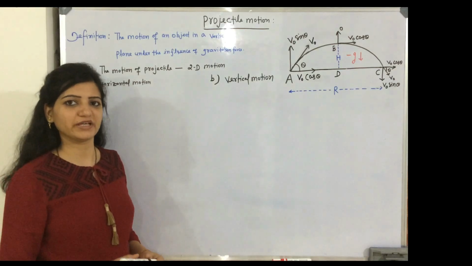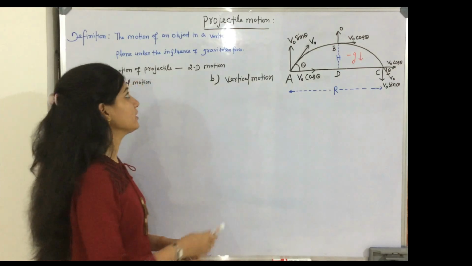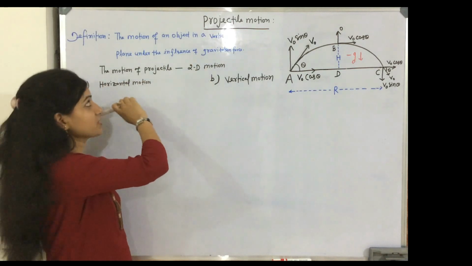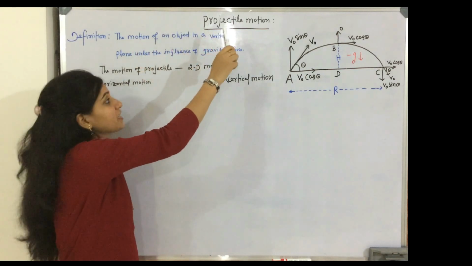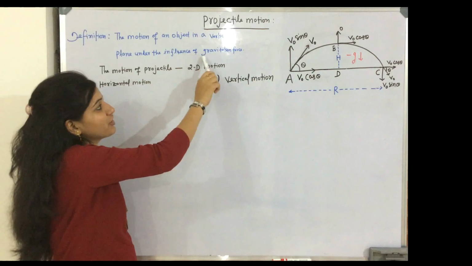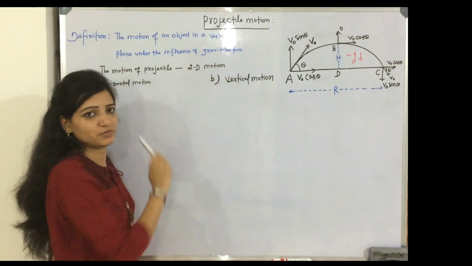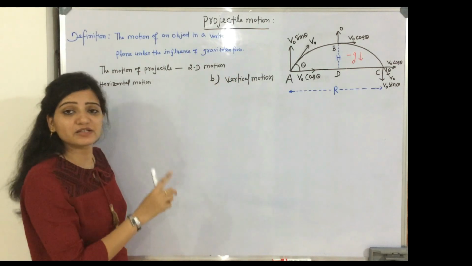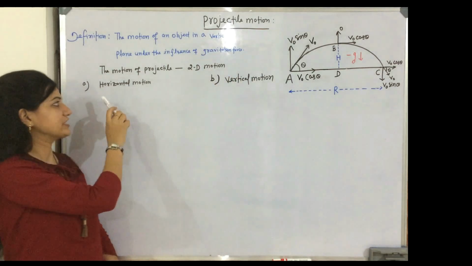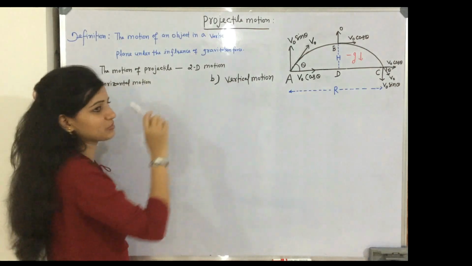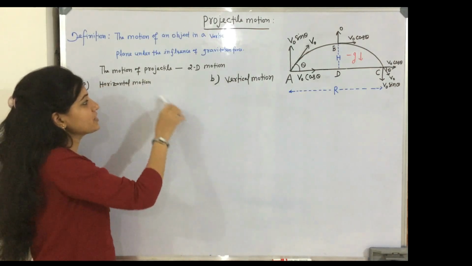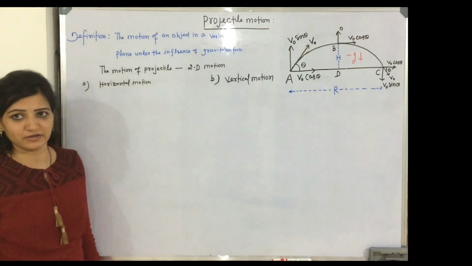Today I am going to explain projectile motion. The definition of projectile motion is the motion of an object in a vertical plane under the influence of gravitational force. Projectile motion is two-dimensional motion. It can be discussed in two parts: one, horizontal motion and two, vertical motion. These two motions are independent of each other.